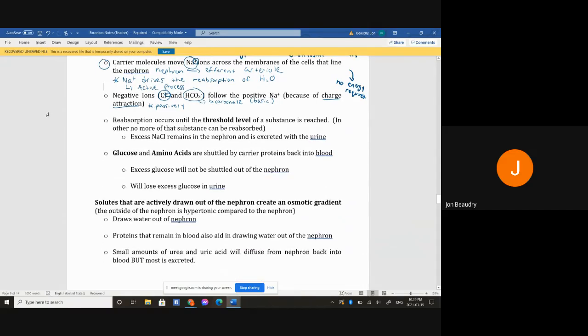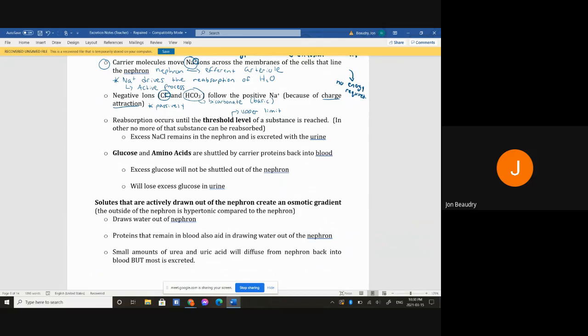Okay, now moving on here, I have reabsorption occurs until the threshold level of a substance is reached. I've used this term, not threshold level, but I've used this term upper limit a few times with you guys. And again, there's an upper limit for everything in my body. It's not just going to reabsorb sodium, chloride, bicarbonate, and so on, water, to an infinite amount, right? There's internal mechanisms in my body that are governing the amounts that are being reabsorbed or being excreted as a waste.